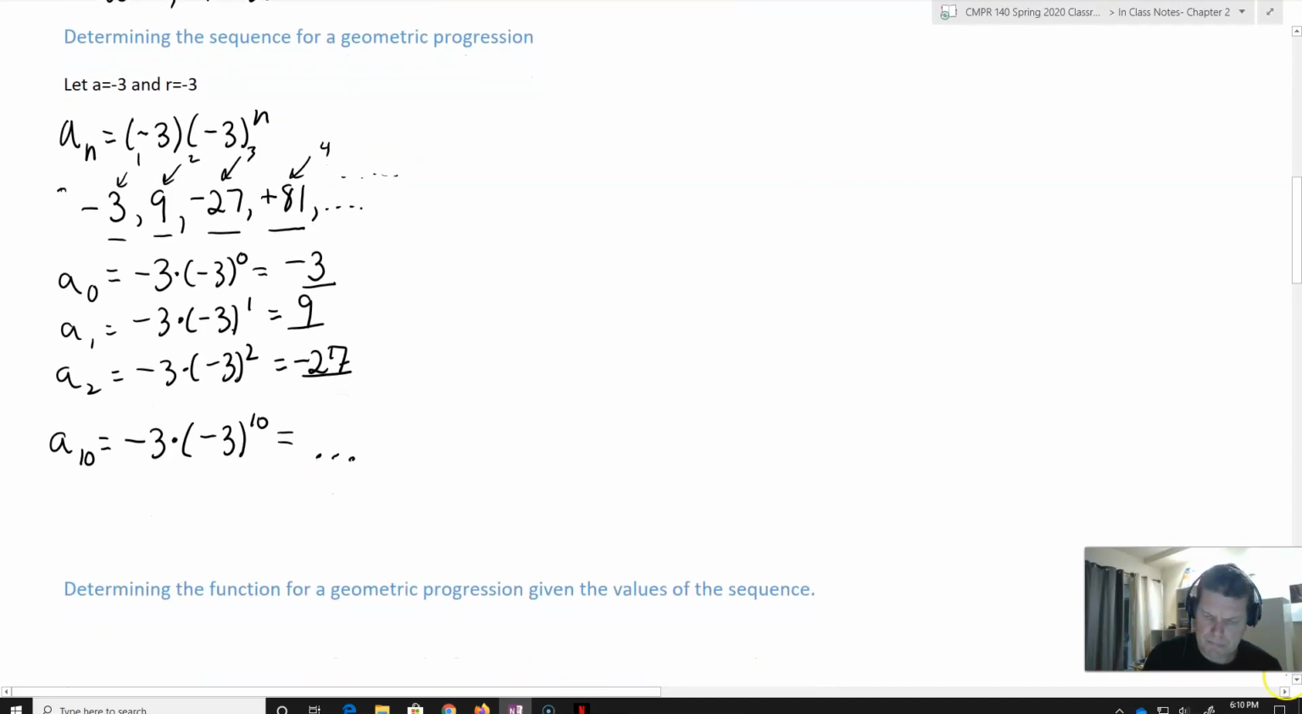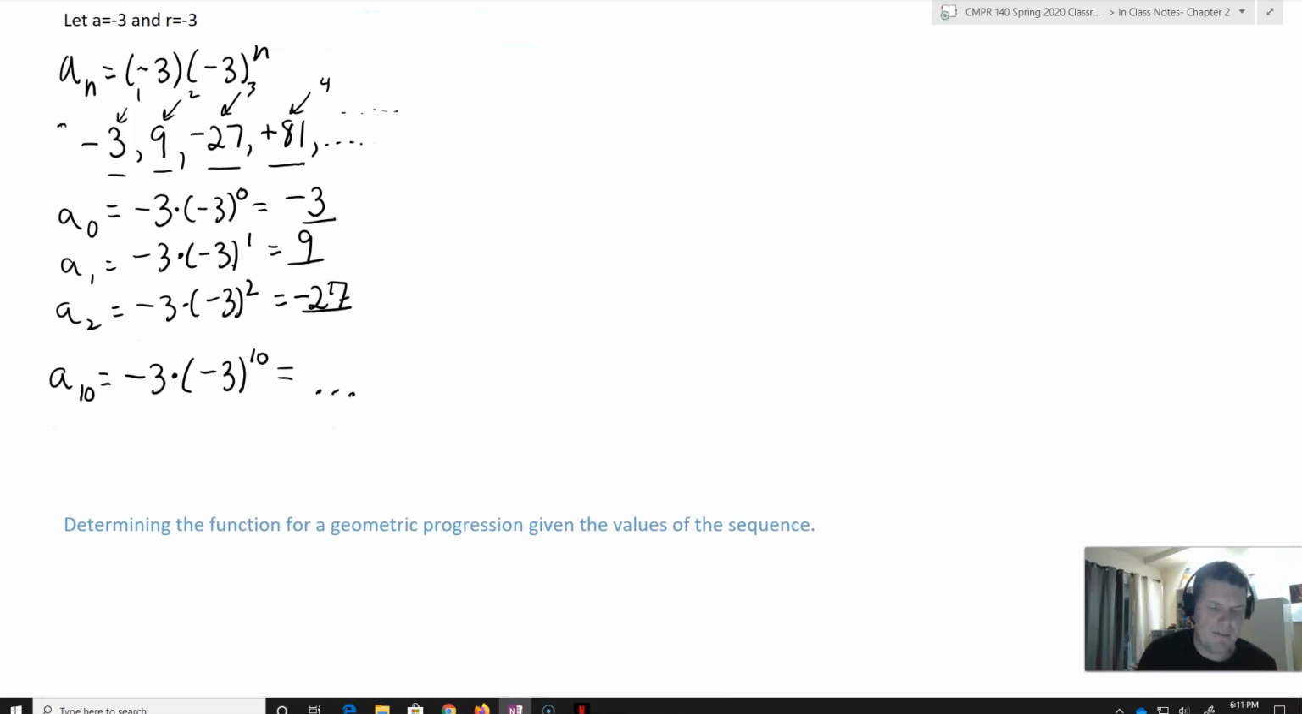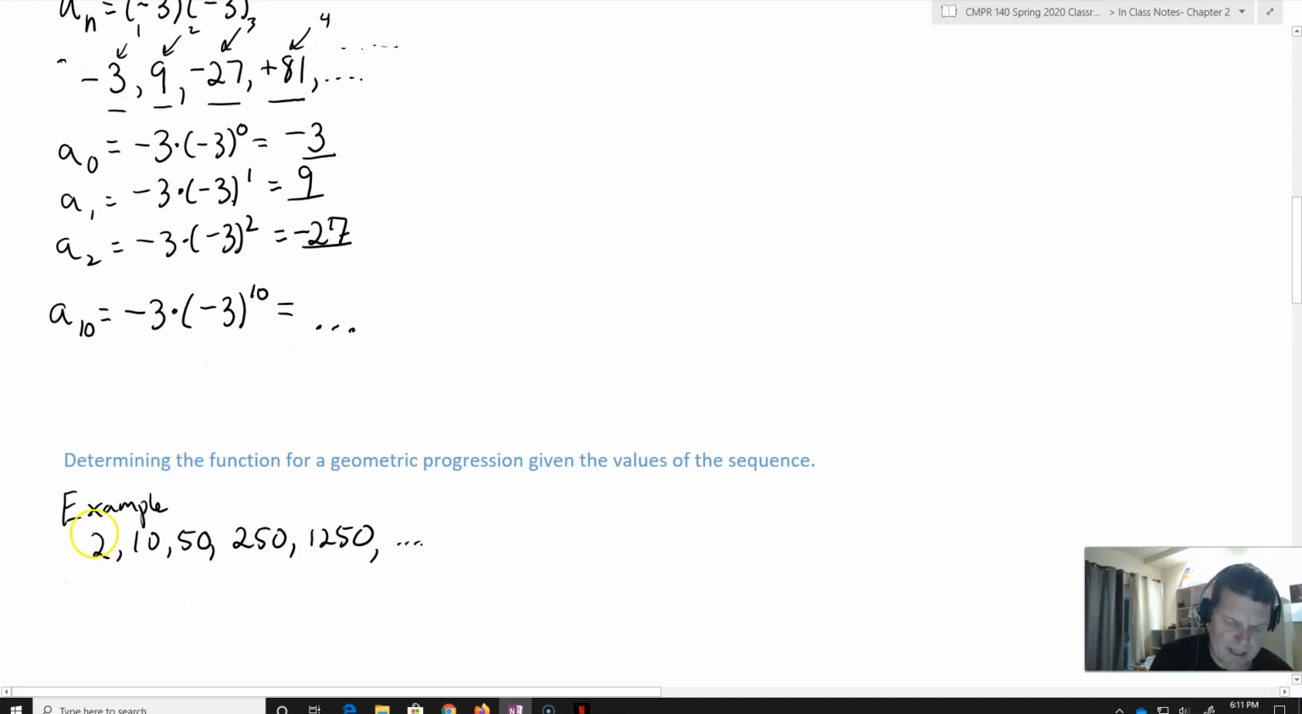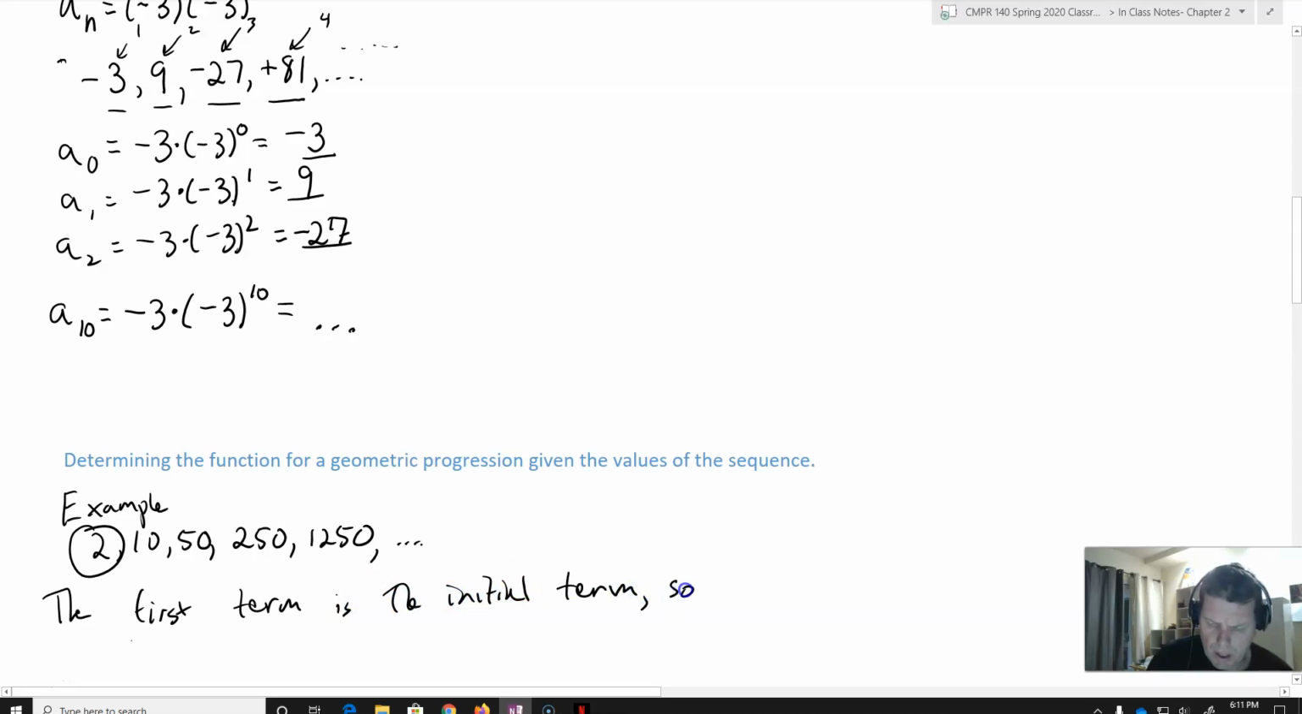All right? Now, what if we wanted to determine the function for a geometric progression? That is, we're given the values of a sequence and we want to figure out what the progression actually is. So let's take, for example, 2, 10, 50, 250, 1250, so on and so forth, right? Now, the first thing we want to notice is that the first term is the initial term. So A equals 2.